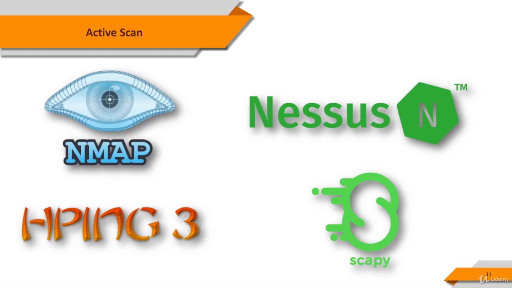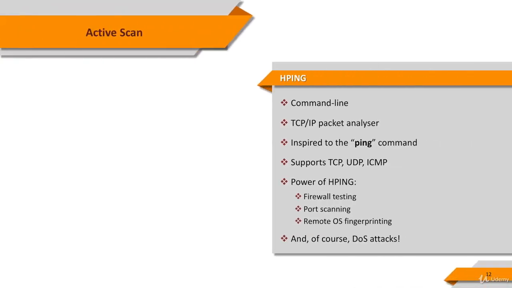The tools seen on the slide are a few examples of active scanning tools. In this course, we will examine the Nmap and Nessus tools in detail. HPing is an excellent command line-oriented TCP/IP packet assembler analyzer. The interface is inspired by the ping Unix command, but HPing isn't only able to send ICMP echo requests. It supports TCP, UDP, ICMP, and raw IP protocols, has a traceroute mode, the ability to send files between a covert channel, and many other features.